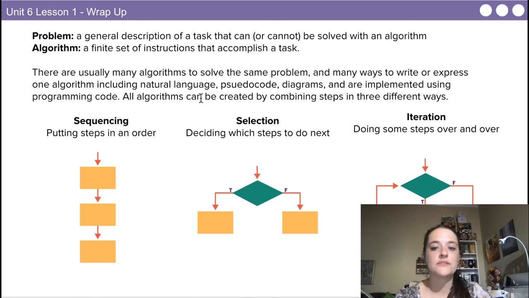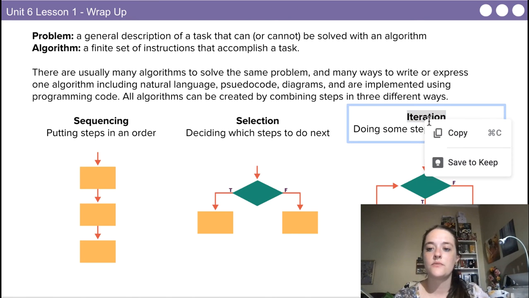All algorithms can be created by combining steps in 3 different ways. So you have 3 different ways to implement an algorithm. You have sequencing, which puts them in order. You have selection, which is going to give you a condition. If it's true, do this. If it's false, do this. And then you have iteration, which is going to have a little bit of selection, but then it repeats. Iteration means repeat.